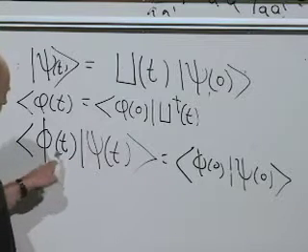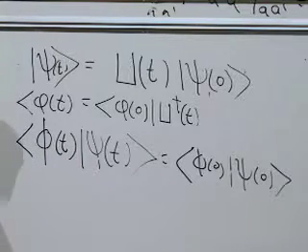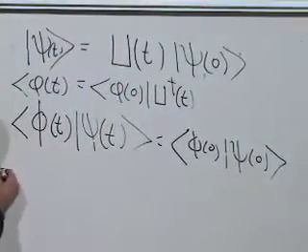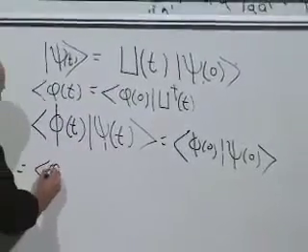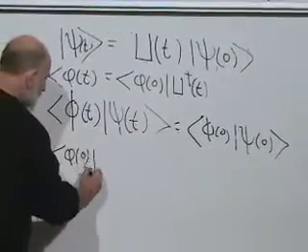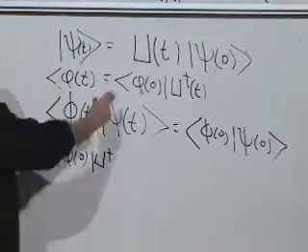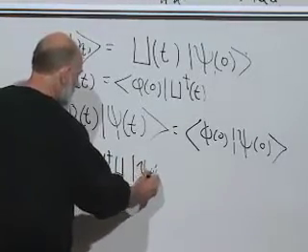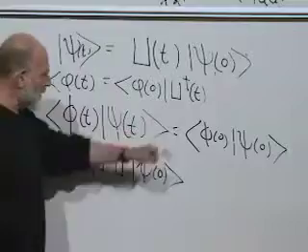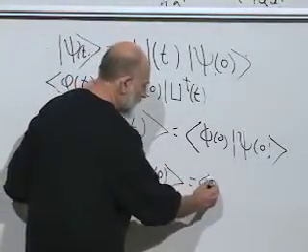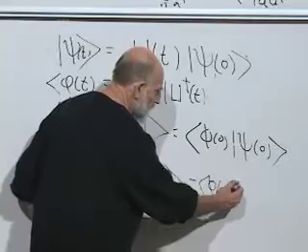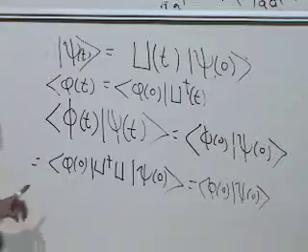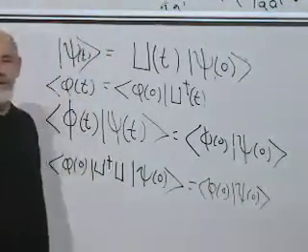All right, now let's see what happens to phi times psi. This is equal, well, it's equal on the one hand to phi of 0 u dagger u times psi of 0. But it's also equal to just phi of 0 psi of 0. And this is presumed to be true for every pair of vectors psi of 0 and phi of 0.